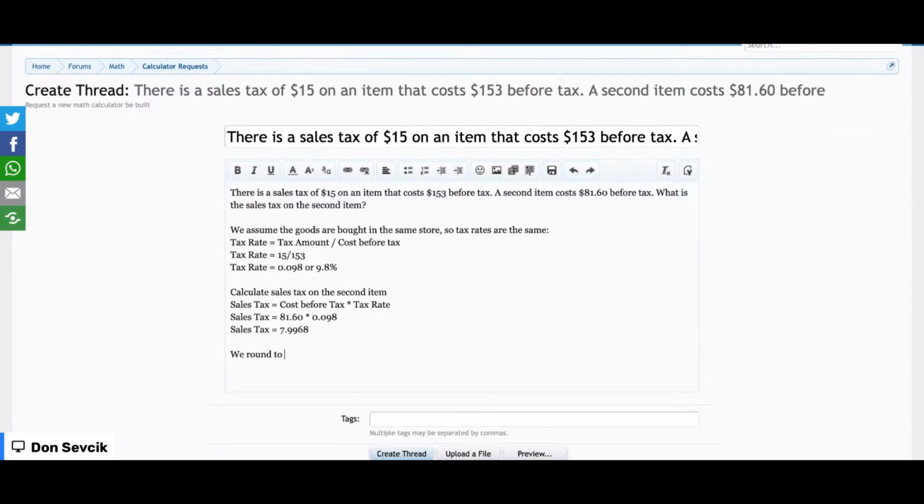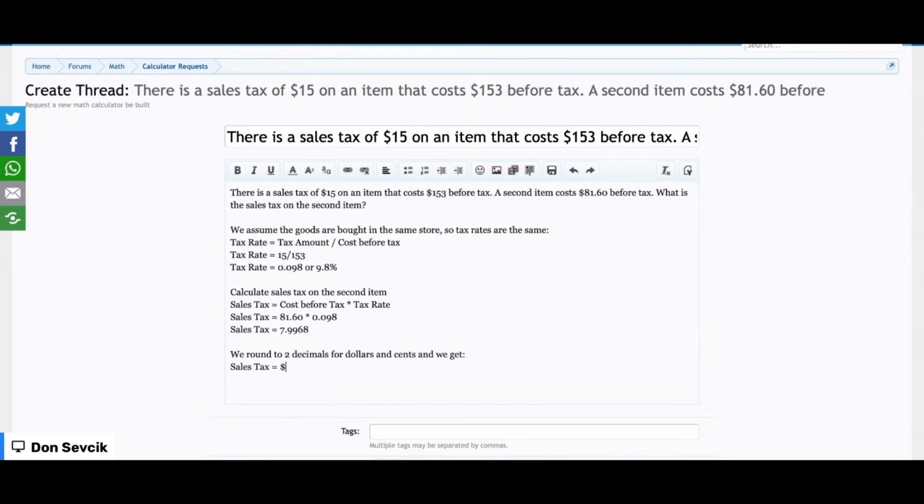We round to 2 decimals for dollars and cents, and we get sales tax equals, hold this because this is the answer, $8. It's important to know here what I just did because your questions will round any financial amount. They're going to round to dollars and cents. Cents are 2 decimal places.